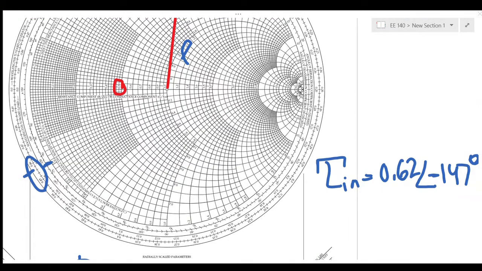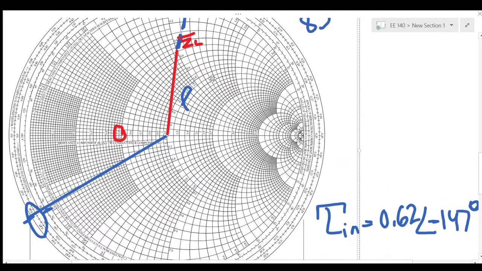Now, to get Z in, we would just extend that line. Let's just add a line from about that point to the origin, right? Okay. And this rho should be the same because that's our constant resistance circle. So the rho needs to be the same.